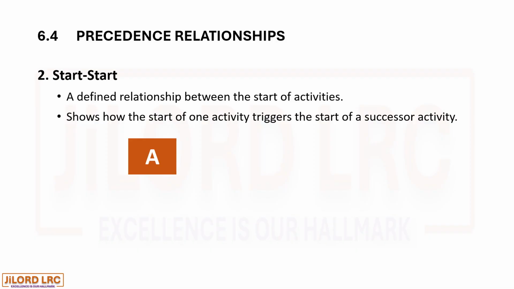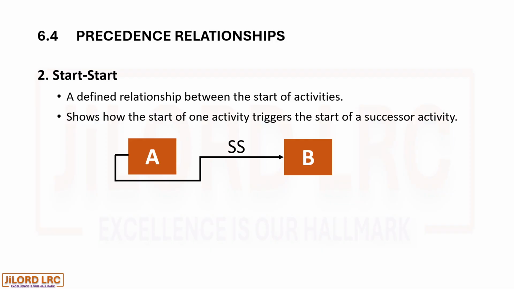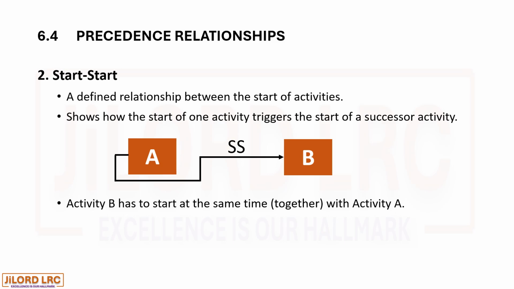So we consider activity A and activity B. The start of activity A triggers the start of activity B, and this is a start to start activity. Activity B has to start at the same time together with activity A.